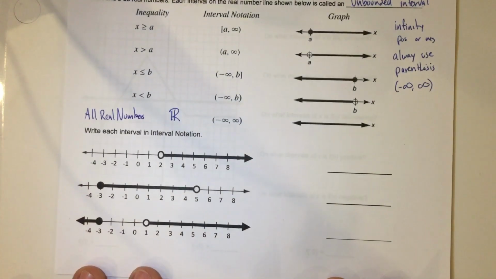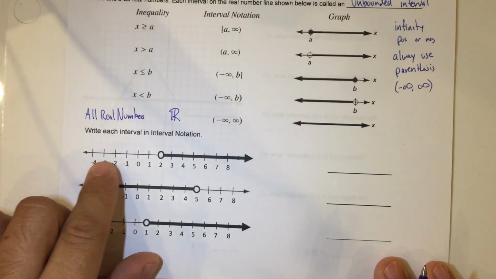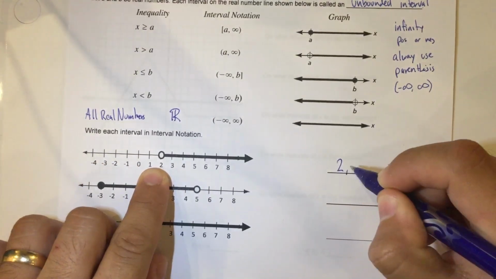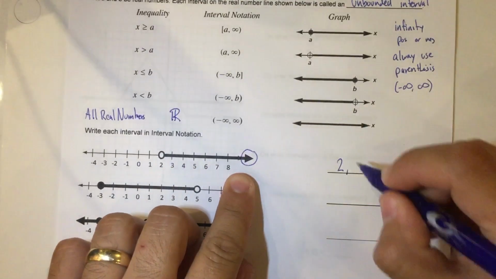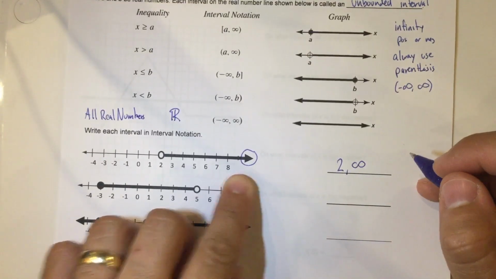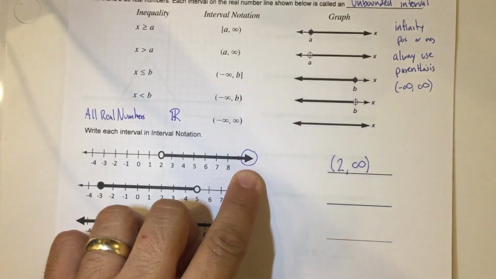All right, now the last one says write each interval in interval notation. So once again, when you're doing this, start reading it from left to right. So from left, I see there's a 2 there. That's my smallest number. Then as I continue on, I see an arrow, and you've got to be careful because you've got to remember that arrows head towards either positive or negative infinity. Numbers are getting bigger, so that's infinity. Open circle, parentheses, infinity, parentheses.